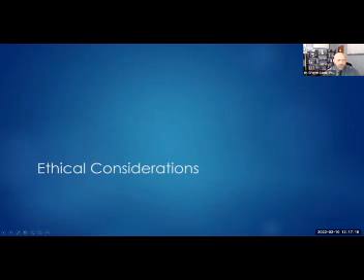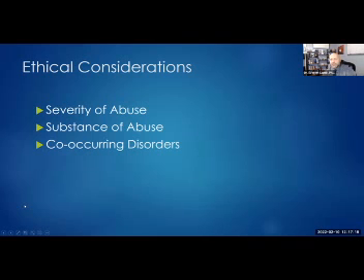All right, so when we're looking at ethical considerations, there are three big things that we have to look at, and there are a couple of extras in here as well, but the three major things that you're going to want to focus on are: one, the severity of abuse. How severe is the substance abuse? Second, what substance or substances are they abusing? Are they a polysubstance abuser? Are they just using alcohol? And then co-occurring disorders.